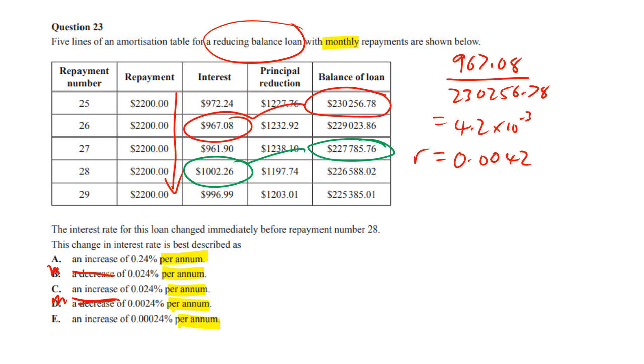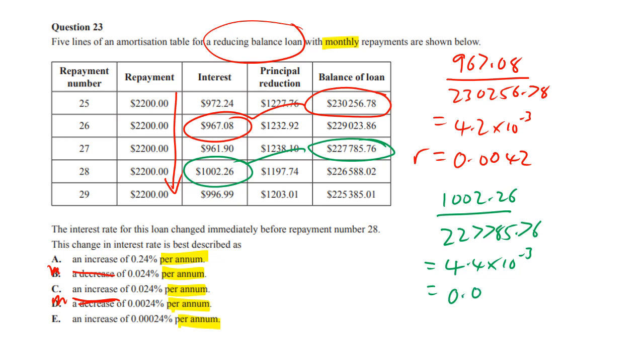And then if we do the next one, we're going to do 1002.26 divided by 227785.76, and that equals basically 4.4 times 10 to the neg 3, which is 0.0044. All right, that's another little r. Now remember, these ones are still monthly because the amortization table is monthly.